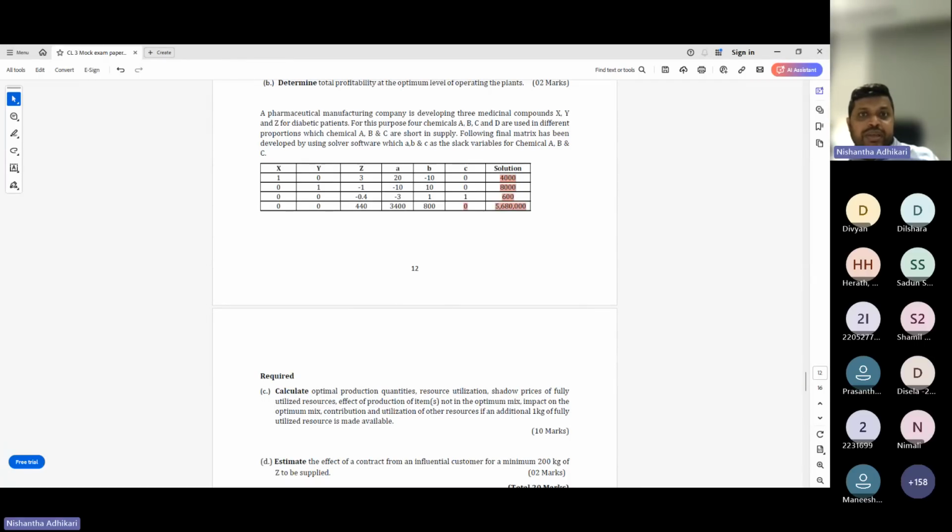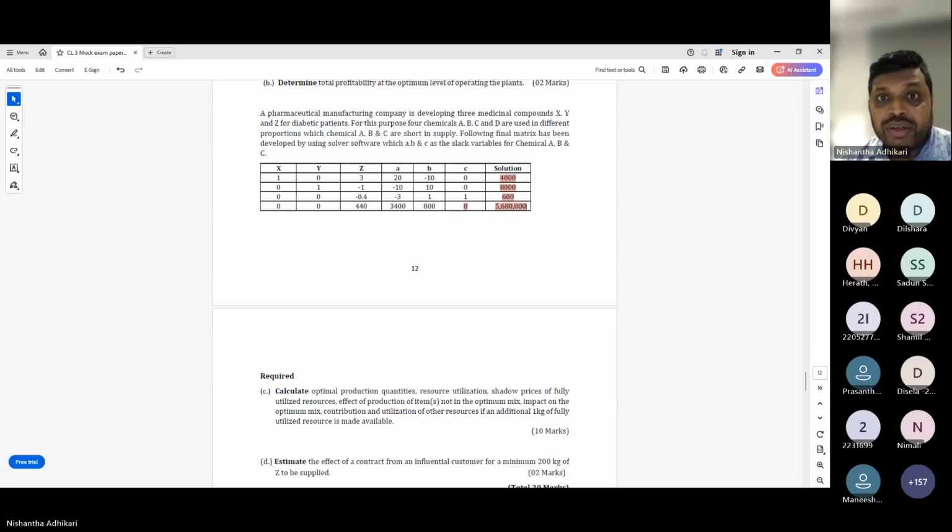Now here, material B is a binding resource, which means fully utilized. If you receive 1 additional unit of B, what will happen to the optimal product mix and what will happen to the contribution? I will explain. Currently you have 4,000 units of X. If you receive 1 unit of B, the output will reduce by 1 into 10 units. Then it will be 3,990.